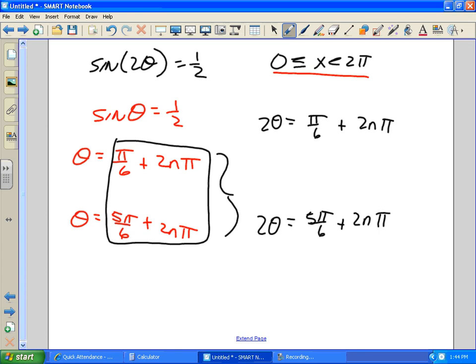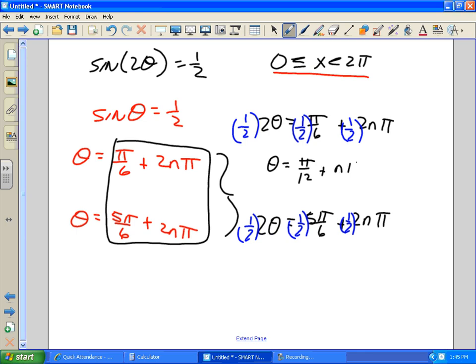But you don't want 2 theta, you want 1 theta. So how do I get rid of the 2? Divide by 2. But you see how there's a fraction here? So instead of dividing, I'm going to multiply by half. And I multiply everything by a half. And so this now gives me theta is equal to pi over 12 plus n pi, correct? And this now gives me theta is equal to 5 pi over 12 plus n pi.